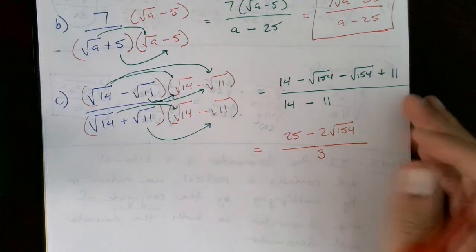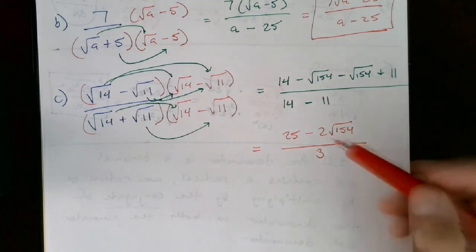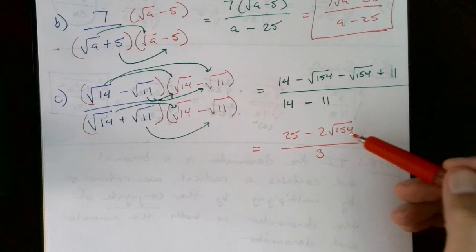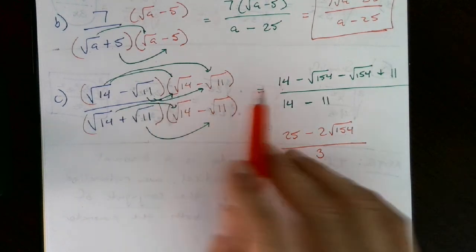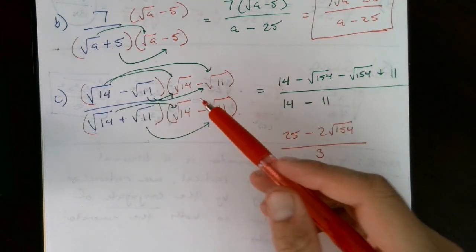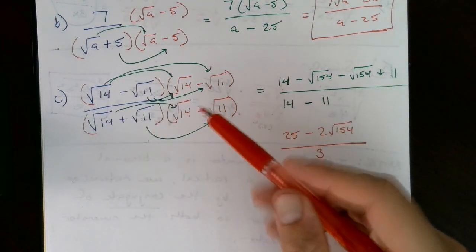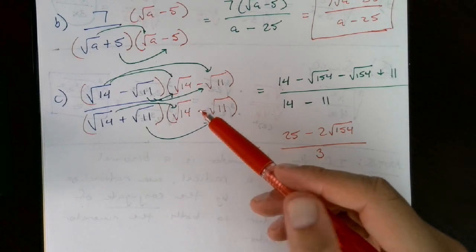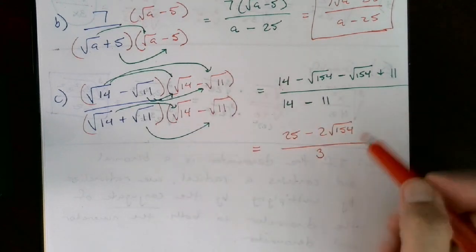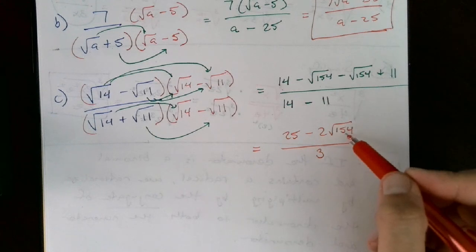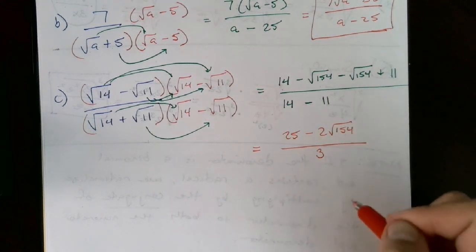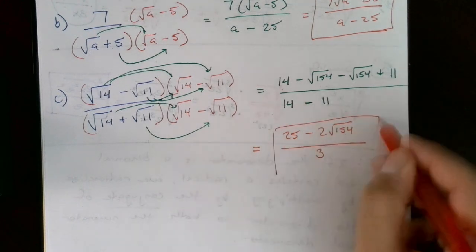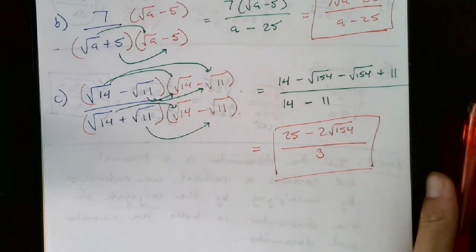And then you should ask yourself, does this simplify any further? The square root of 154, does it have any perfect square factors? It might be tough to figure out, but think about where it came from. It came from 14 times 11. The factors of 14 are 7 and 2, or 1 and 14. The factors of 11 are just 1 and 11. So since none of those factors repeat, then there's no perfect square inside of here. In other words, there's no factor times itself. So that 2 square root of 154 won't simplify any further. You can leave it just like this, and that'll be your final answer.